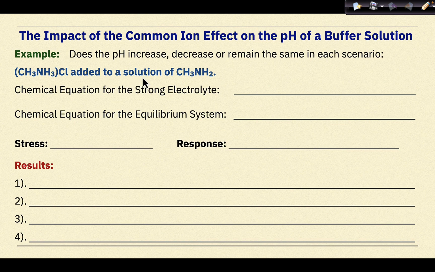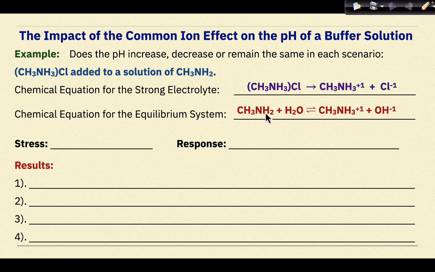CH3NH3Cl is added to a solution of CH3NH2. The chemical equation for the strong electrolyte is CH3NH3Cl dissociating into CH3NH3+1 and Cl-1. The chemical equation for the equilibrium system is the weak base CH3NH2 reacting with water to form CH3NH3+1 and the hydroxide ion. The stress on the system is an increase in the concentration of CH3NH3+1 because this is a common ion shared between the two systems.